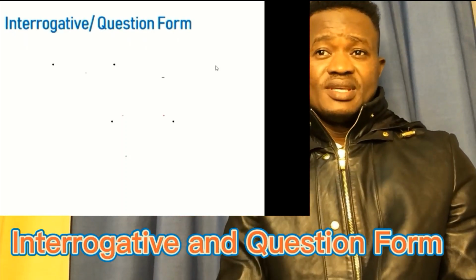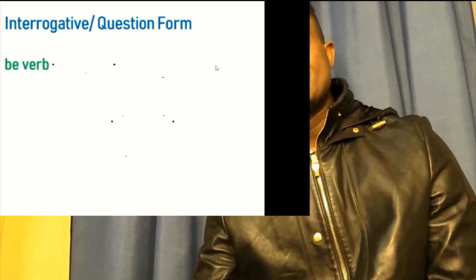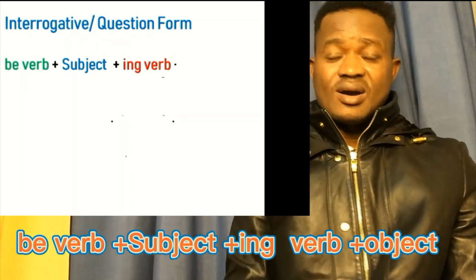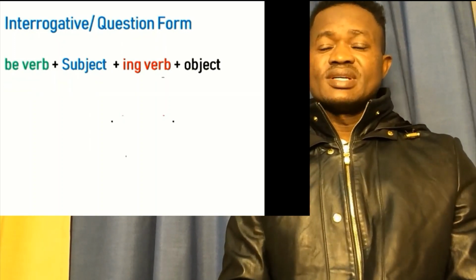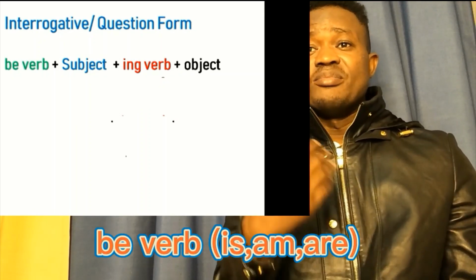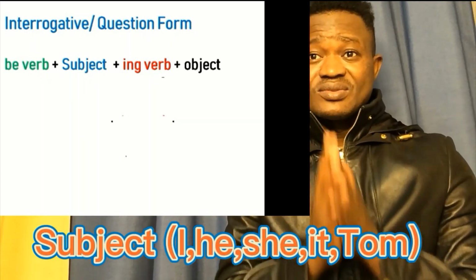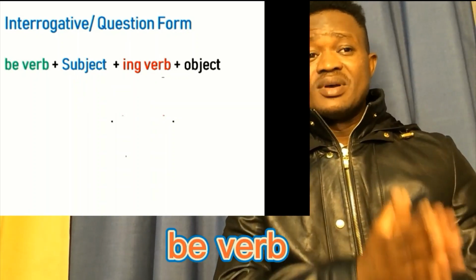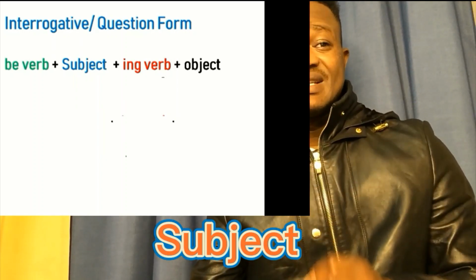Interrogative or question forms, okay? Alright guys. Be verb plus subject plus ing verb plus object, okay? So when we are talking about the interrogative form, you gotta see here the be verb comes first. The be verb comes before the subject when we are talking about the interrogative form. Okay, so this is the formula for the interrogative form.